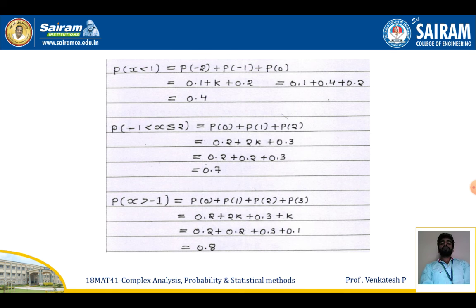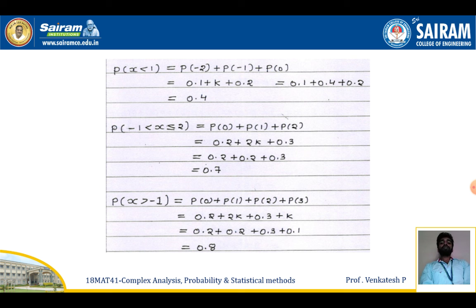Along with this, we are supposed to estimate the value of p of x strictly less than 1. Since it is given p of x is strictly less than 1, the range of x will be -2, -1, 0. So now we have to estimate the value of p over this range -2, -1, 0. According to the formula, we get p of -2 plus p of -1 plus p of 0. If I replace all this data from the table along with the value of k, that is 0.1, the solution will be 0.4.